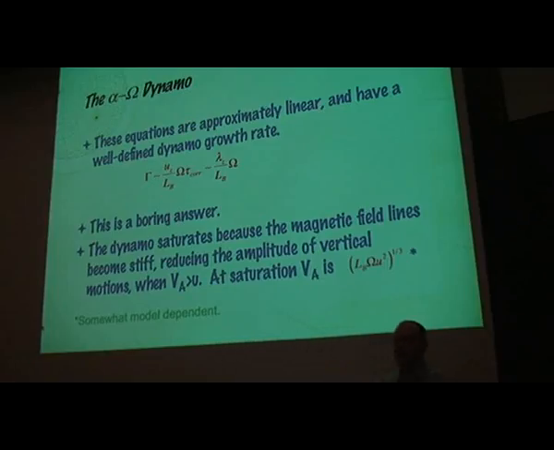Okay, so the way I wrote these equations, it looks like a linear equation that hides some nonlinearities, but you get a growth rate which looks something like this. A vertical eddy extent divided by a vertical domain times the shear rate gives you the growth rate, which is a pretty boring answer, and it looks a lot like the standard kinematic dynamo prediction.